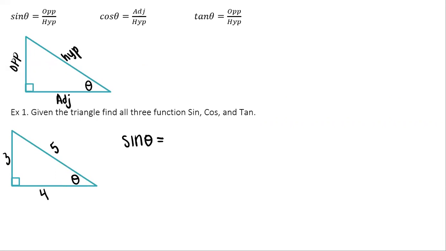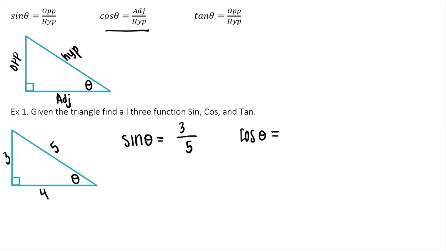So sine, remember that's opposite over hypotenuse. So opposite would be 3, and then hypotenuse would be 5. So that's what sine would be. Then we have cosine of theta, which is adjacent over hypotenuse, so it's going to be 4 over 5. And then tangent of theta, that's going to be opposite over hypotenuse, so that's going to be 3 over 4. So these would be our answers, all three of them.